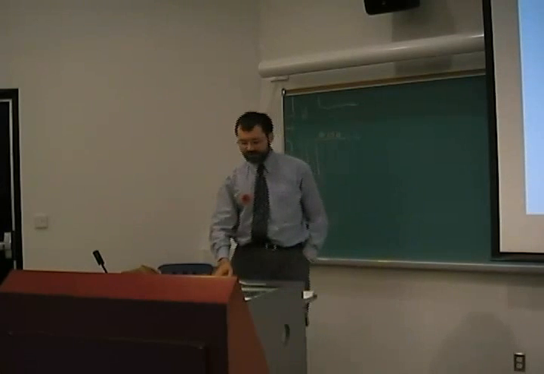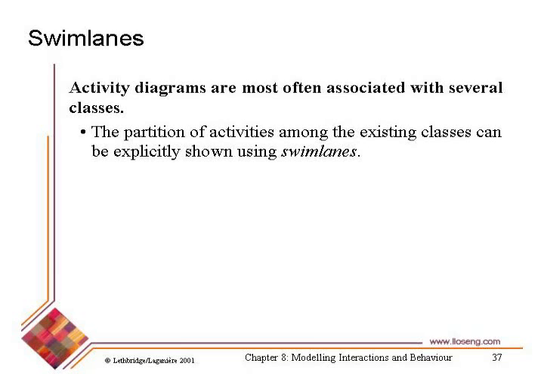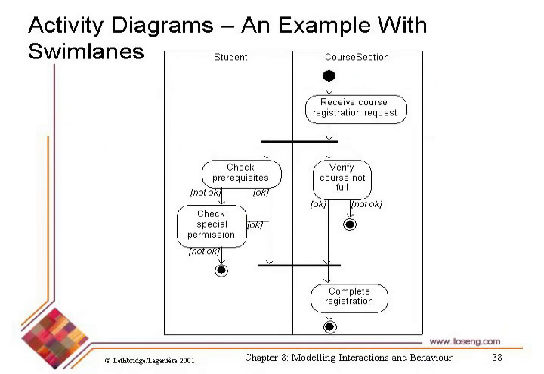And I'm going to show you a concept of swim lanes. Swim lanes are where we show effectively multiple activity diagrams that are going on in different objects at once, where there is some synchronization of their activities using these fork and join bars. On one swim lane we have the student object and its behavior. Another swim lane we have the course section object and its behavior.